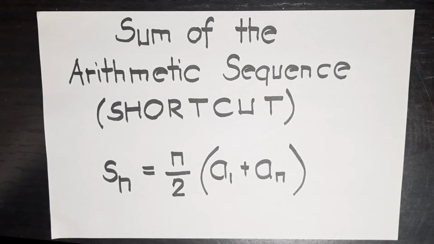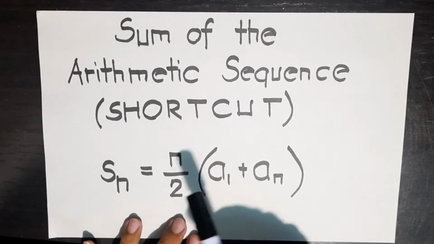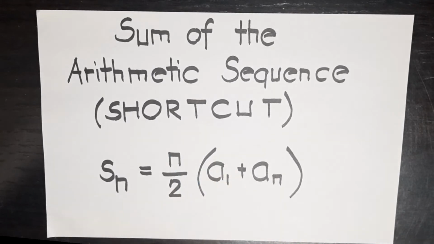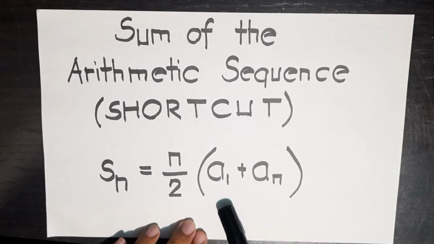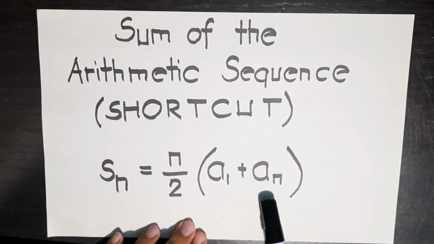And today we are going to discuss the shortcut method in order for us to determine the sum of the arithmetic sequence. But before we continue solving this very easy method, let me just introduce you to the formula. It's S sub n, which is equal to n over 2. N is still the number of terms that we are trying to calculate, times the quantity of a sub 1, which is our first term, plus a sub n, which is the last term.